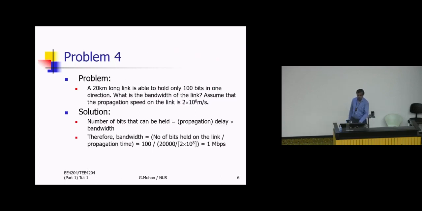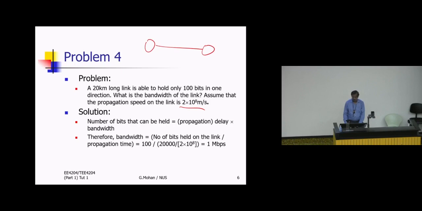Problem number 4. A 20 kilometer long link is able to hold only 100 bits in one direction. What's the bandwidth of the link? Assume that the propagation speed on the link is 2 times 10 raised to the power 8 meters per second, because this is not free space. Usually inside the cable link, the speed is reduced.